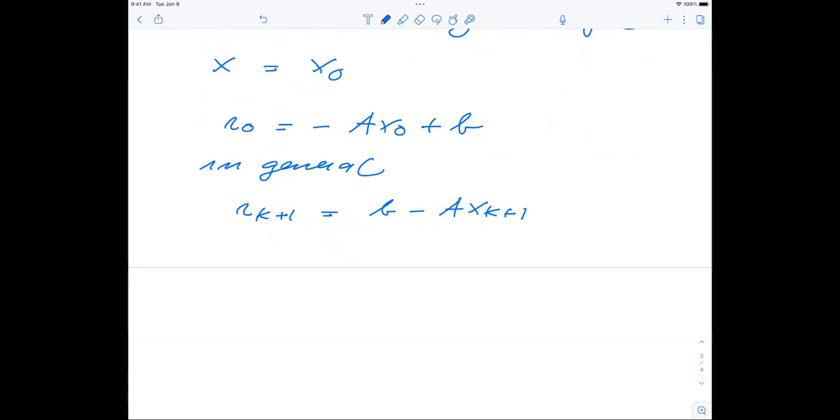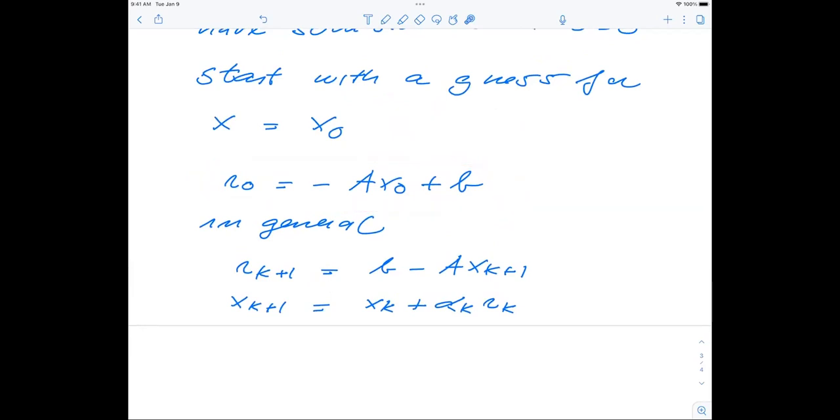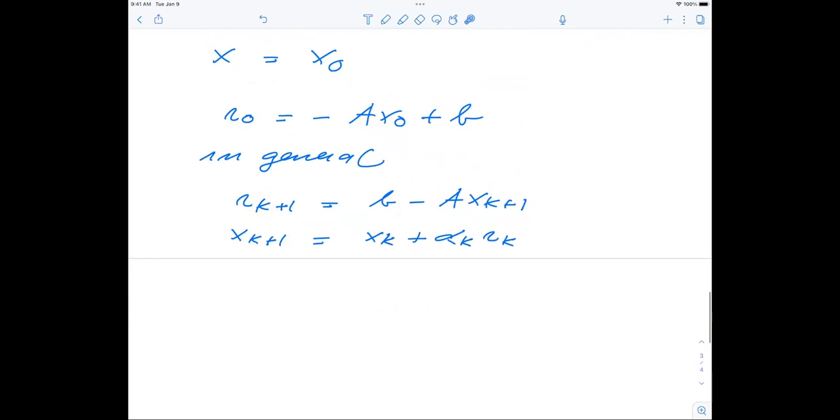We're also going to assume that there is a general relation for x, which is now given in terms of the previous value, plus some alpha of k times this residual R of k. So x changes, and you can see that from the relation which you have here. So x changes according to a specific recipe where you have a constant alpha k multiplied with this R of k. And then the whole thing now is actually, how do we find alpha of k and R of k?